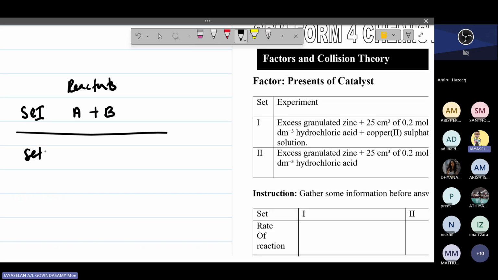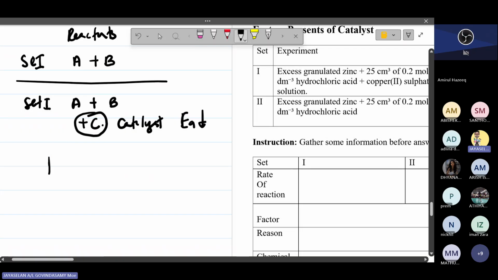Then you see set 2. Set 2, dia ada dua reactant, tiba-tiba di sini dia tambah satu bahan. They add one more substance. Got 3 benda. So this benda ketiga is what? Catalyst. When catalyst present, it will lower the EA. Dia akan kurangkan EA. Lower the EA. What is EA? Activation energy. Activation energy. Any question?